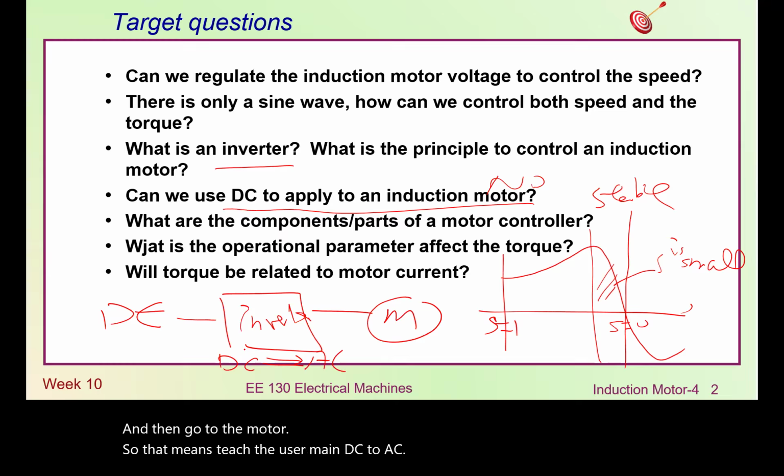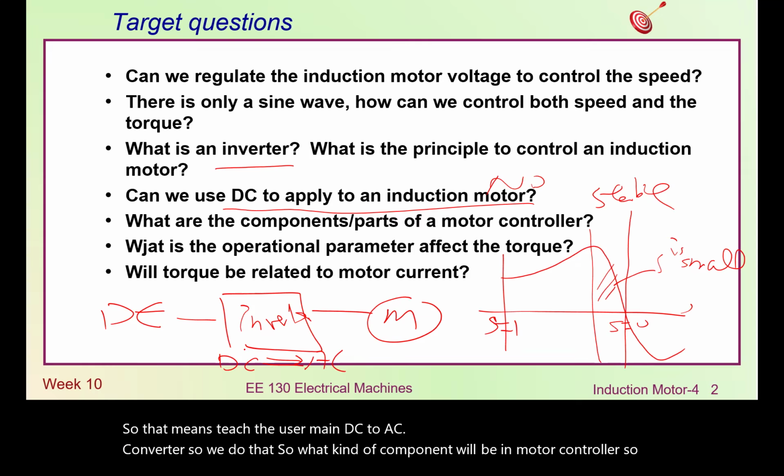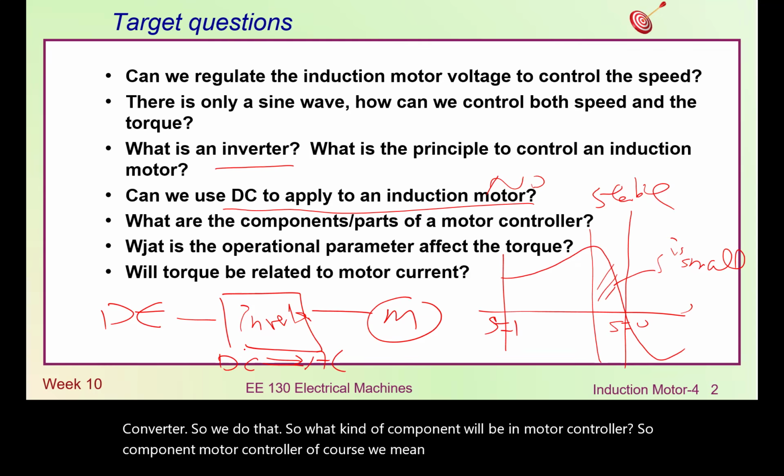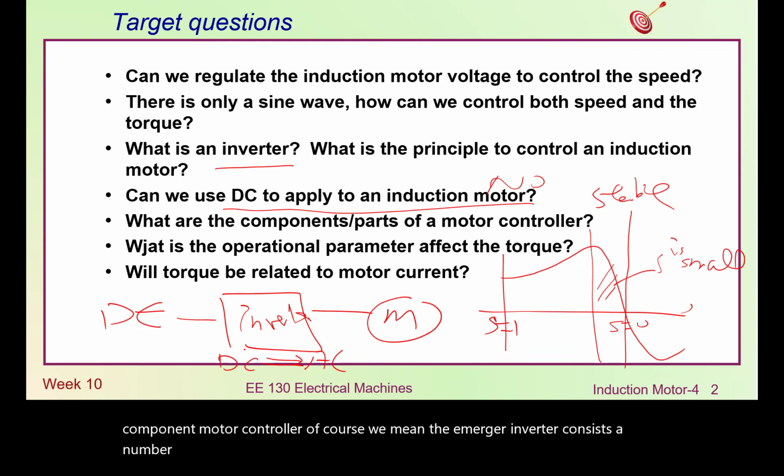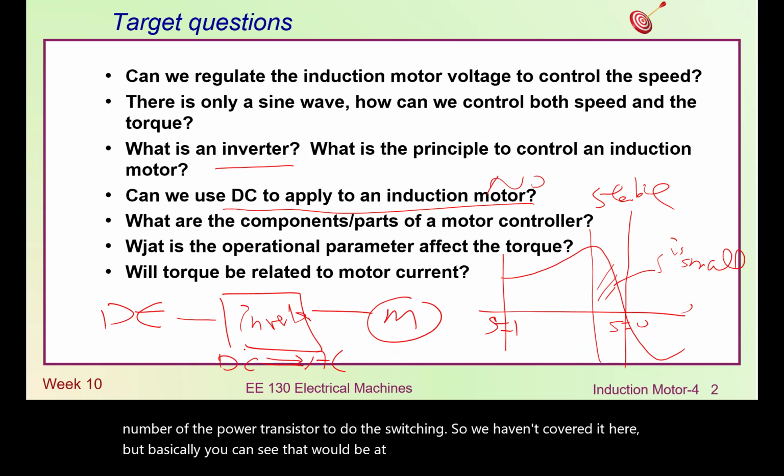So we'll do that. So what kind of component will be in the motor controller? The component in the motor controller, of course, we mean the inverter. The inverter consists of a number of power transistors to do the switching. We haven't covered it here, but basically you can see that there will be at least 6 transistors to work with the three-phase voltage.